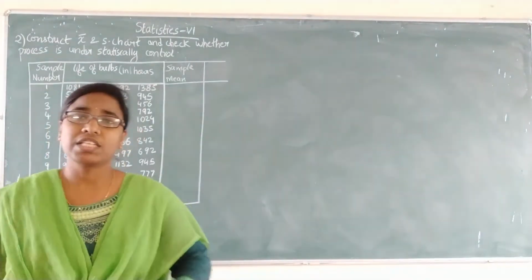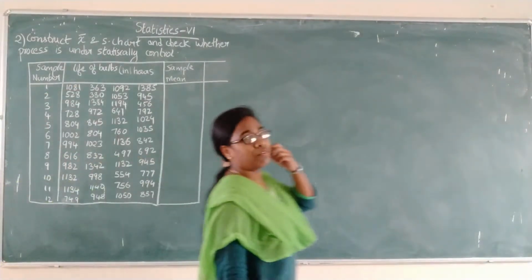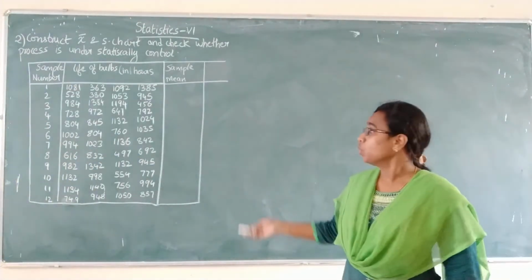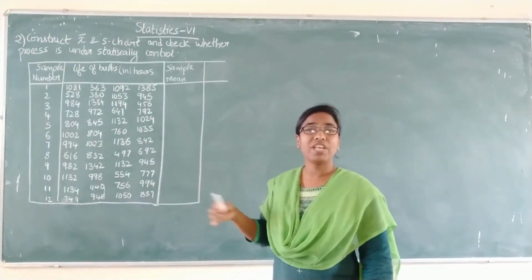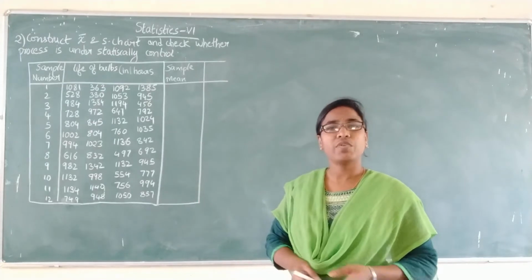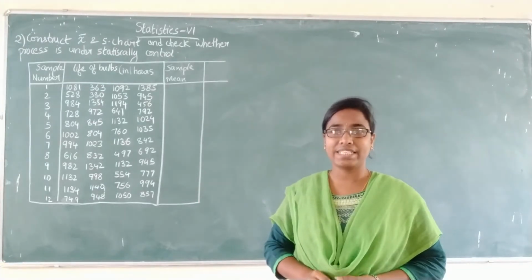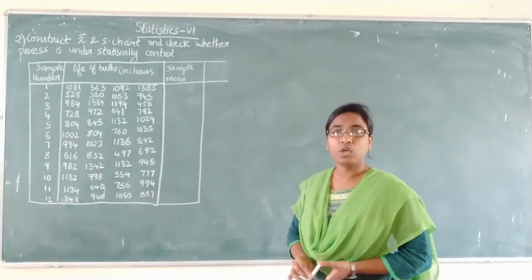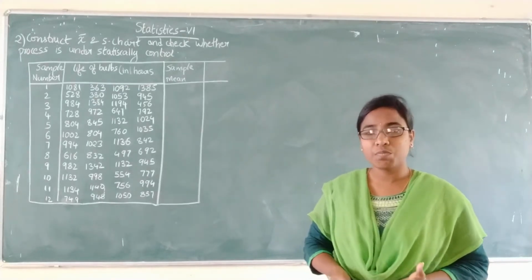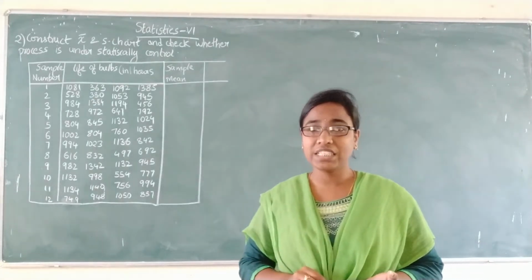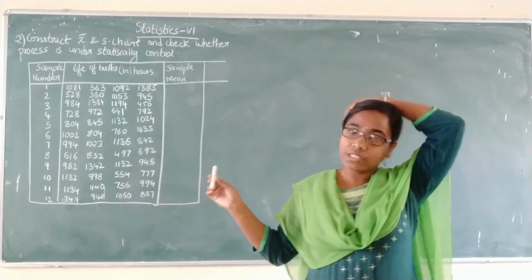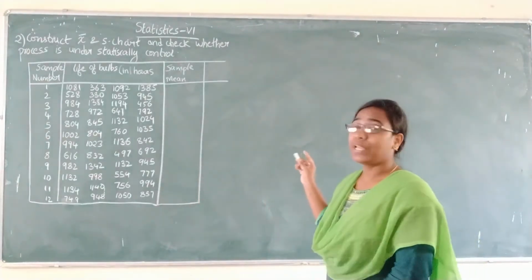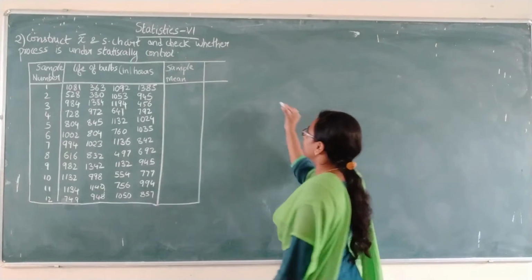So how will you construct the mean chart? You have two cases, case 1 and case 2. Here also the standards are unknown, so we will estimate the standards. So we will be using the second case. In the second case, we had two methods. The first one is by using the range, that we have done in the previous problem. Now we will be doing the second method, that is by using the sample standard deviation.